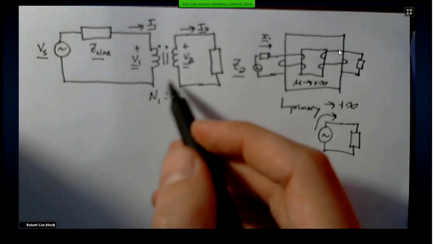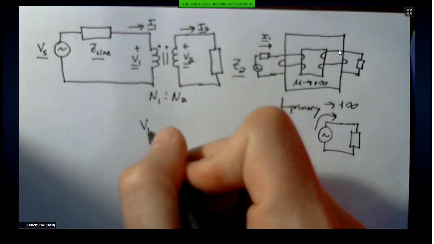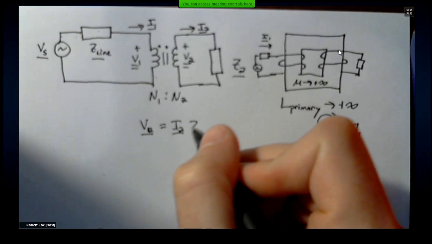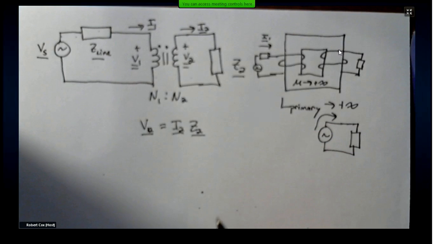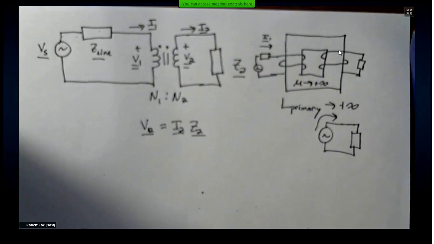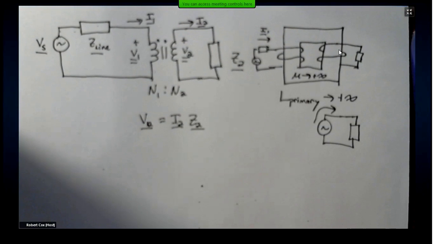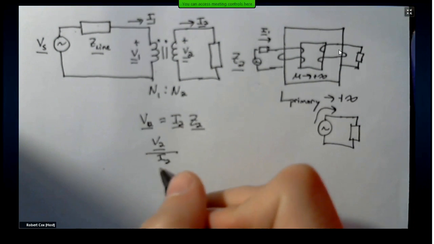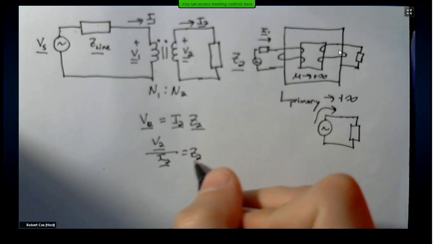If I look at that picture right here, I can say that V2 equals I2 Z2. That's basically an Ohm's law statement looking at that side of the transformer. So V2 over I2 is equal to Z2.